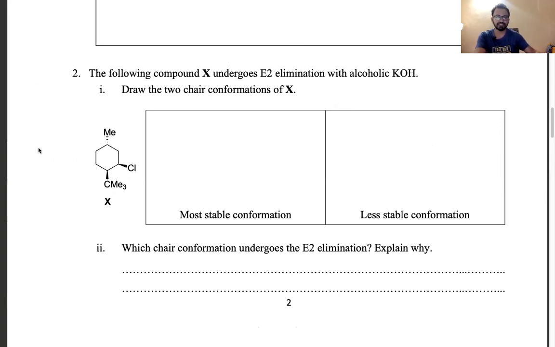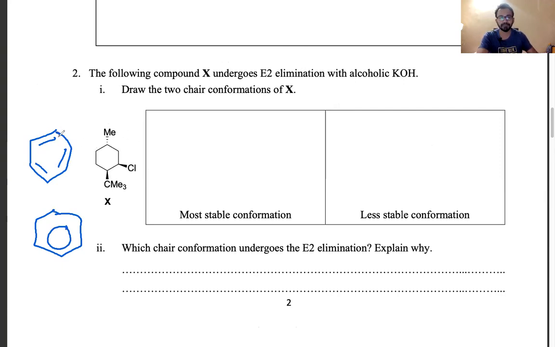Cyclohexane. This is not the benzene ring. You know the benzene ring, it should be drawn like this. But this is not the benzene ring, just the structure of cyclohexane. And you have to know that there are two cyclohexane chair structures. How are we going to do it?